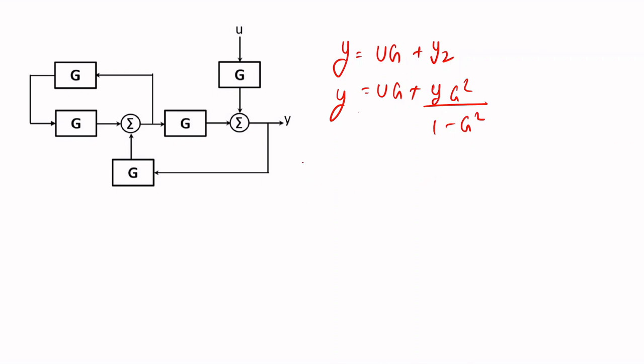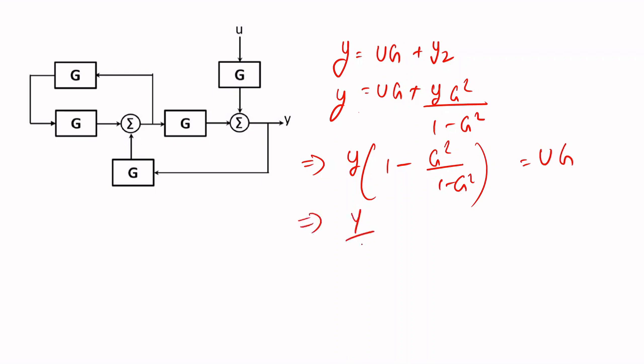So from over here we can write this as y into 1 minus g square, 1 minus g square is equal to ug, and simplifying this we can find the value of y by u as g into 1 minus g square upon 1 minus 2g square.